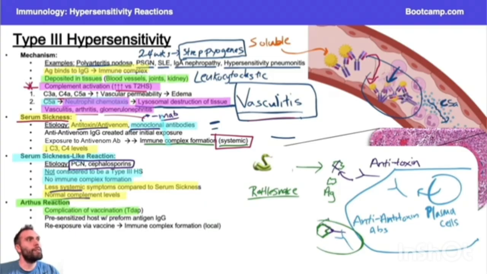So remember, with serum sickness, this is everywhere. This is in the blood. We gave that antitoxin, right, systemically into the bloodstream. Whereas with an Arthus reaction, you're usually injecting in one area, and so you have a local reaction just in that area where you have immune complex formation.